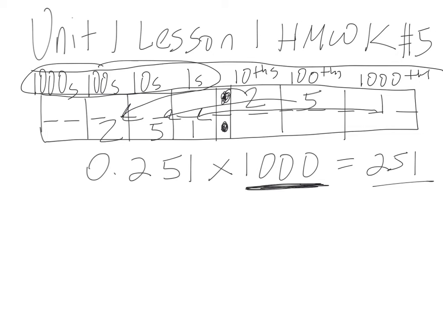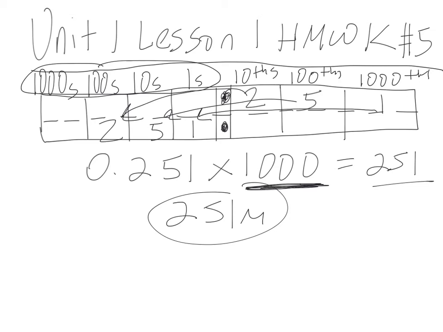So when it says explain how you know by using a place value chart, you just draw the place value chart, you draw the arrows, and you plug and move the numbers. That's explaining and showing your work. So the actual perimeter of the park is 251 meters.